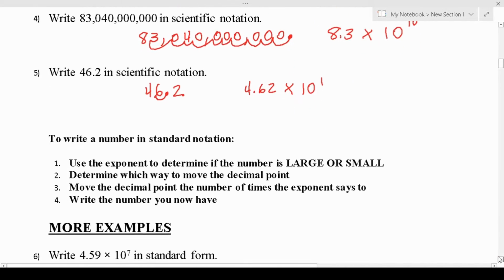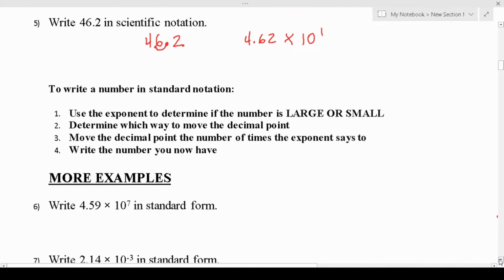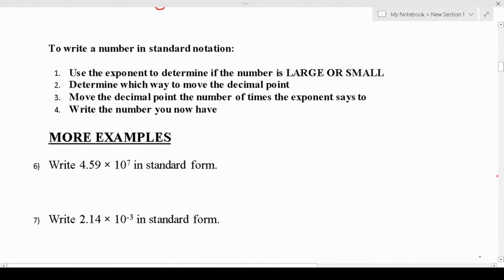All right, so now that we know how to write numbers in terms of scientific notation, let's discuss how we go from scientific notation back to standard notation. And it's a pretty straightforward process, thankfully enough. First, you want to use the exponent to determine if the number is large or small. Again, positive exponents, large numbers; negative exponents, small numbers. Determine which way to move the decimal point.